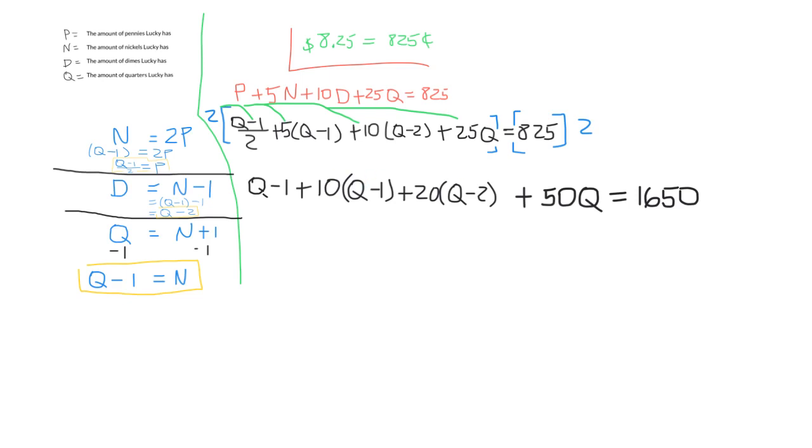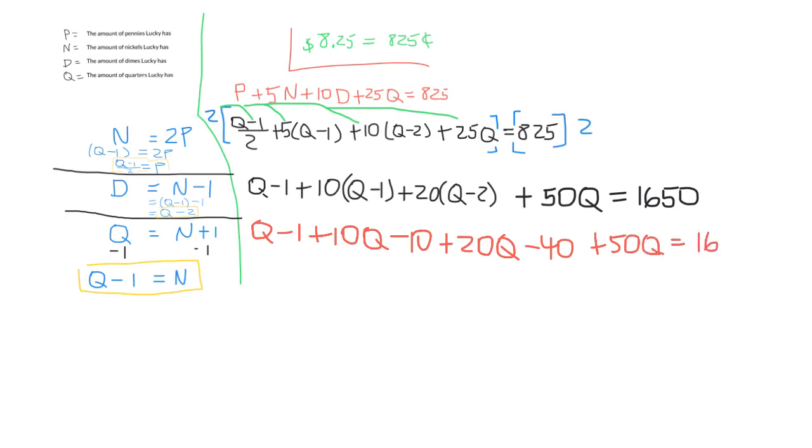So I'm just going to rewrite this equation where it's q minus 1 plus 10q minus 10 after distributing, plus 20q minus 40, plus 50q, and that's going to equal 1650. I like to draw attention to the like terms. So for example, I'm going to put a blue underline under all the terms that have q in it. That way I can very easily combine those.